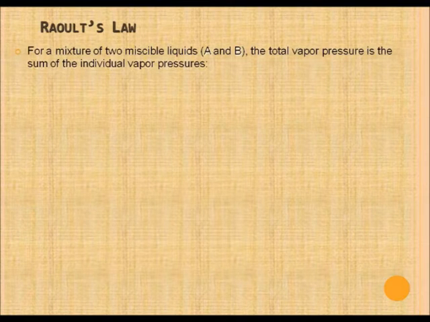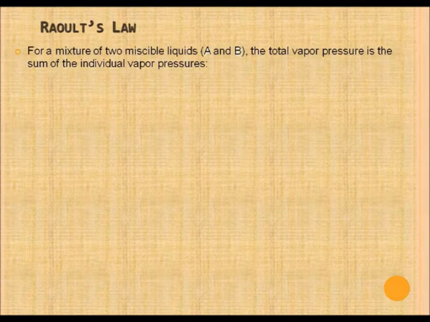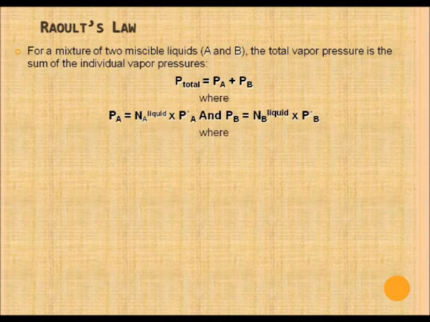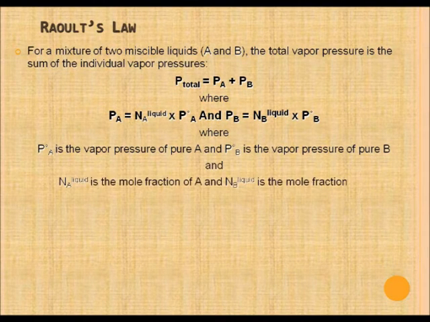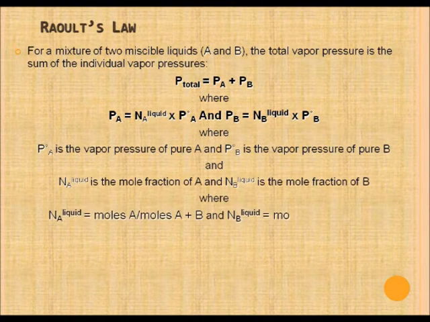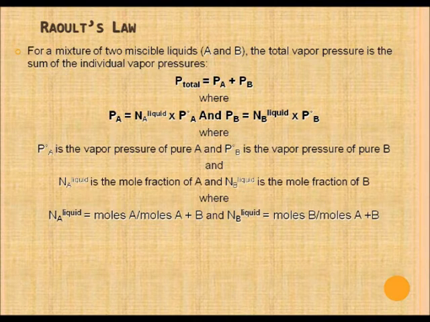Now Raoult's law. For a mixture of two miscible liquids A and B, the total vapor pressure is the sum of individual pressures. Here comes its equation. In the equation, PA is equal to NA of liquid into P node of A, and PB is equal to NB of liquid into P node of B. Whereas P node A is the vapor pressure of the pure A, and P node B is the vapor pressure of pure B. And NA liquid is the mole fraction of A, and NB liquid is the mole fraction of B, where NA is equal to moles of A divided by the sum of the moles of both A and B, and NB is equal to moles of B divided by the moles of both A and B.